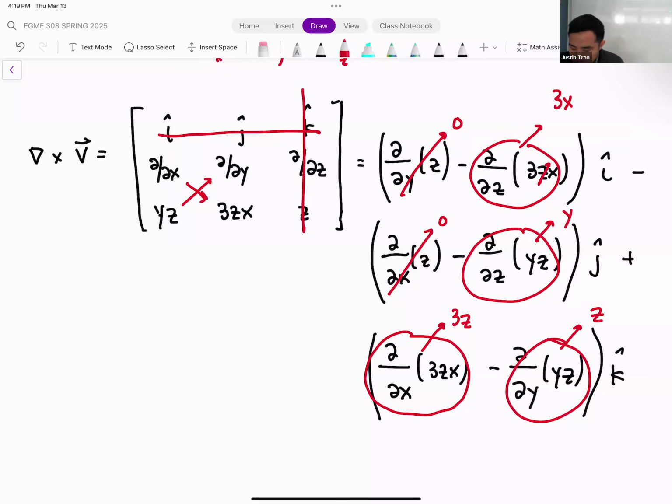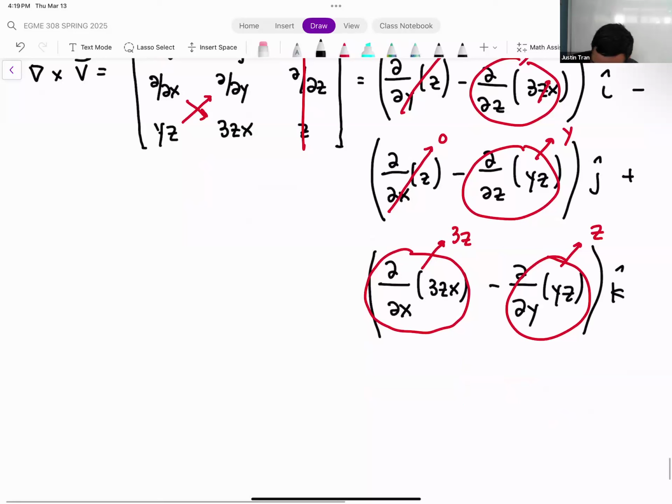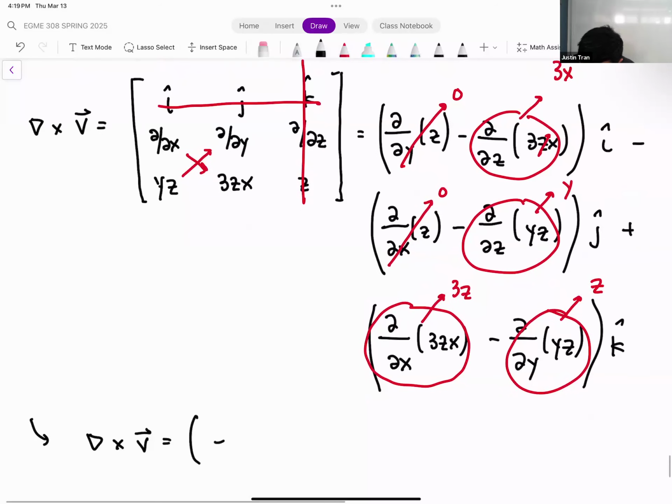All right, and so if we put all this together and simplify, then our curl, nabla cross V, is equal to minus 3x. That's our x component. Our y component is minus negative y, excuse me, so you have positive y here. And then in the last component, we have 3z minus z, which simplifies to 2z.